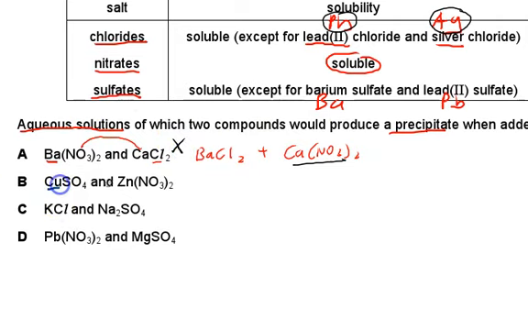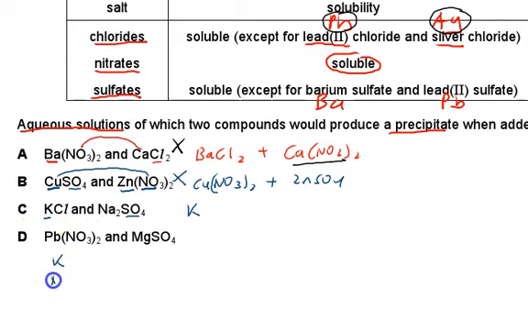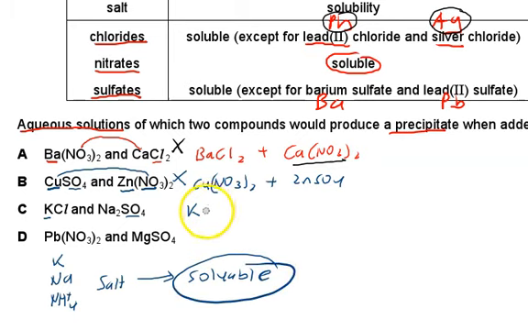Now we'll look at here, copper and nitrate. You'll form copper nitrate. This is soluble. Zinc sulfate is soluble, so not this. Now look at potassium sulfate. All potassium, sodium, and ammonium salts are soluble. Please remember this, guys. So you have the potassium sulfate and sodium chloride. Both of them are soluble.